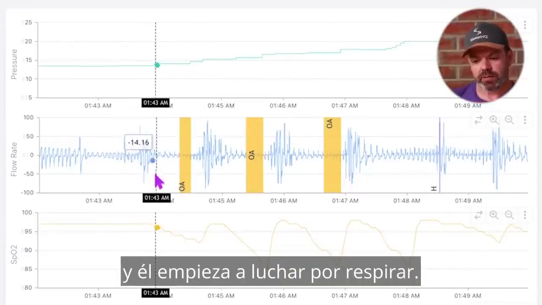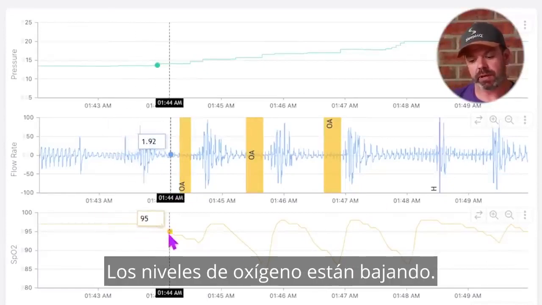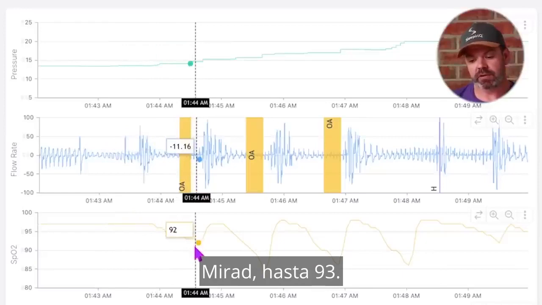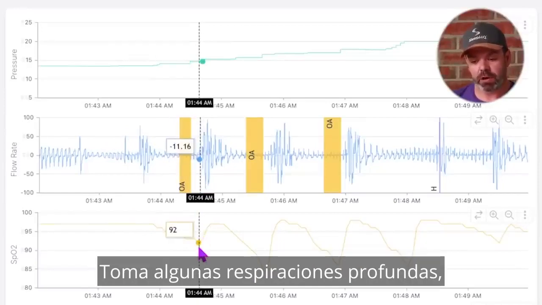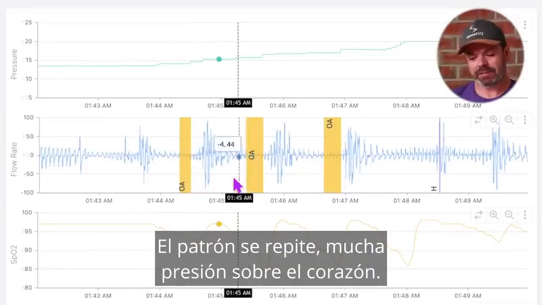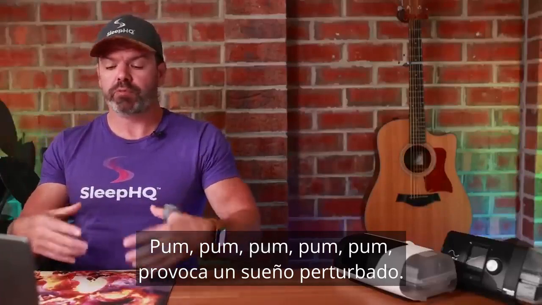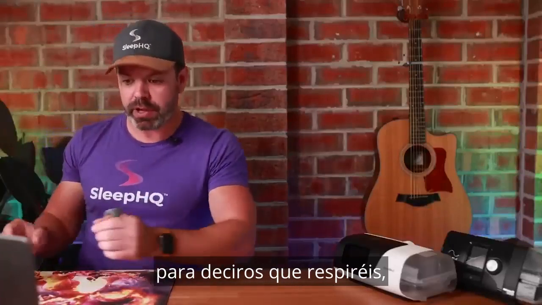But have a look at the blood oxygen levels. He starts struggling for breath, and look, it's sitting up here at 97. Oxygen levels are coming down. Look, down to 93. He takes some deep breaths, oxygen jumps back up again. Pattern repeats, a lot of pressure on the heart, boom, boom, boom, boom, boom, causes disturbed sleep. Your brain wakes up out of sleep to tell you to breathe.